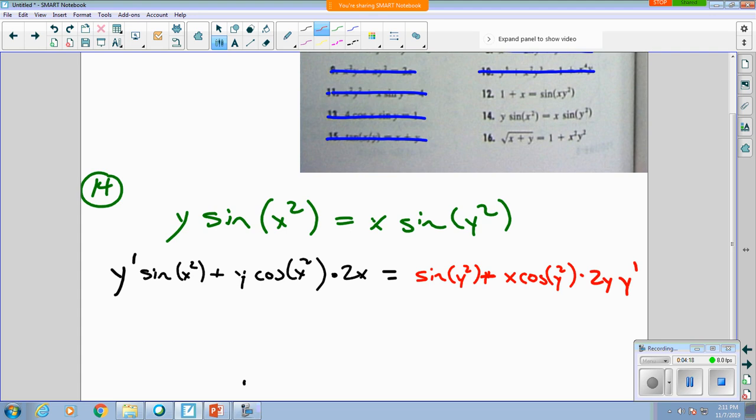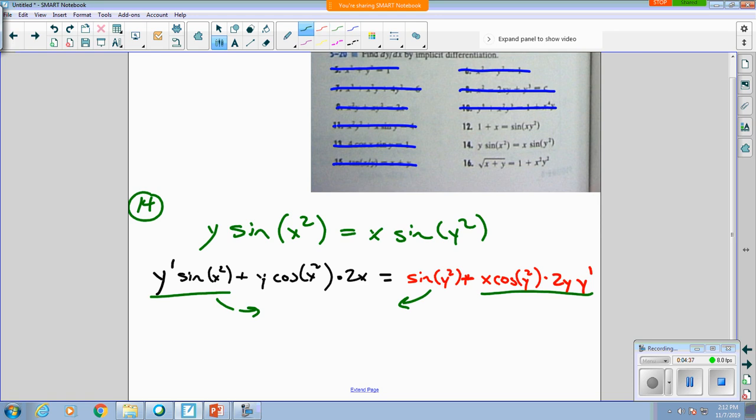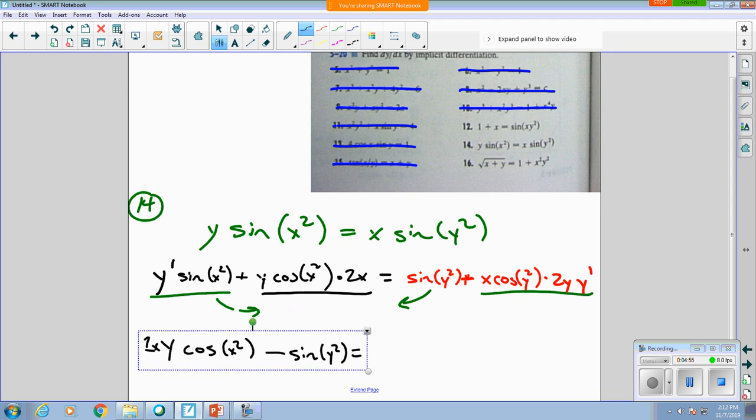And now it's algebra. It is algebra. Here's a y prime term. Here's a y prime term. It doesn't matter, it'll just be a sign difference. There's two ways to do it. I will send this here and this here and rewrite it. So if I go a little smaller, so we have some room, I'm going to get 2xy cos x squared. I just rewrote this term, minus sine y squared, and it's going to equal. I'm going to factor out the y prime at the same time, guys.